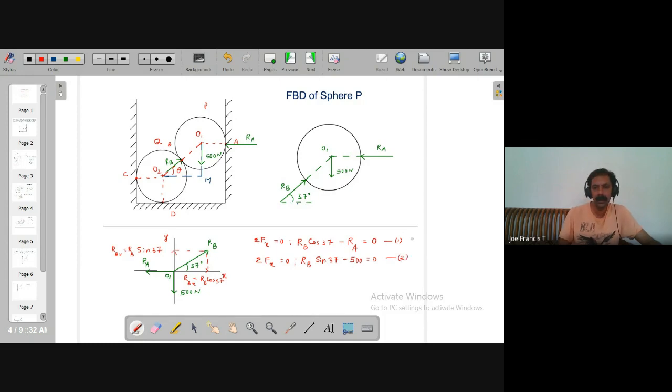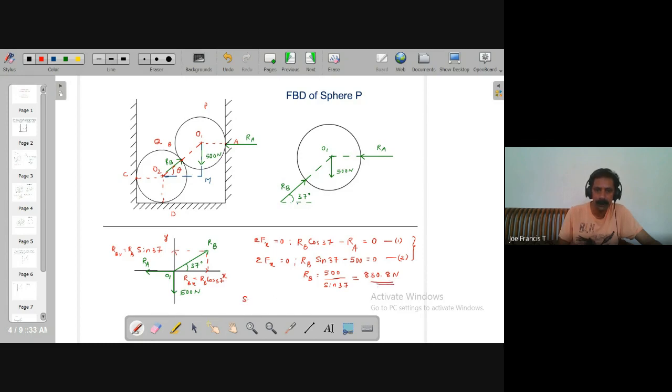Now you need to solve these two equations and find values for RB and RA. From equation 2, it's relatively simple. Equation 2 gives RB equal to 500 by sine 37. So the value of RB will be around 830.8. I'll note it here: 830.8 Newton. So that is RB.